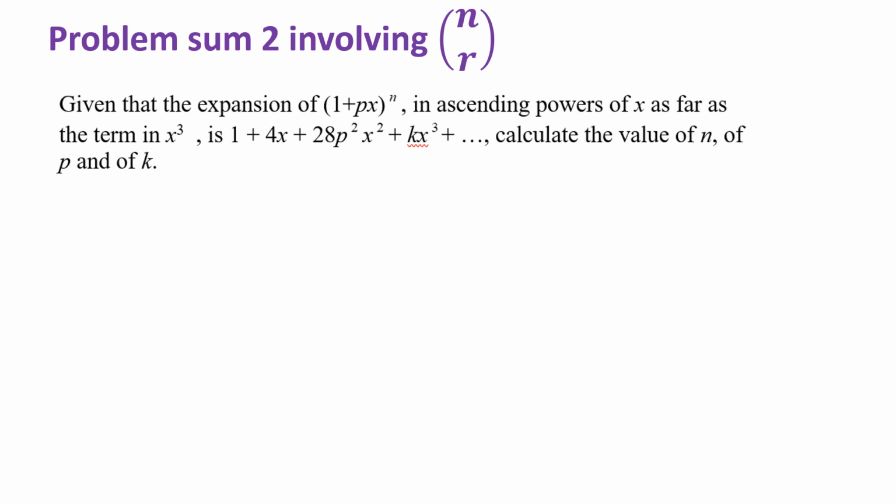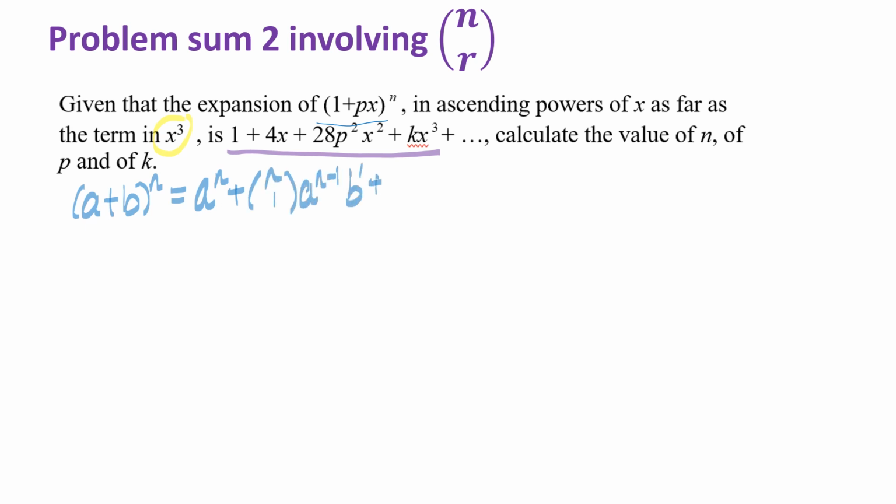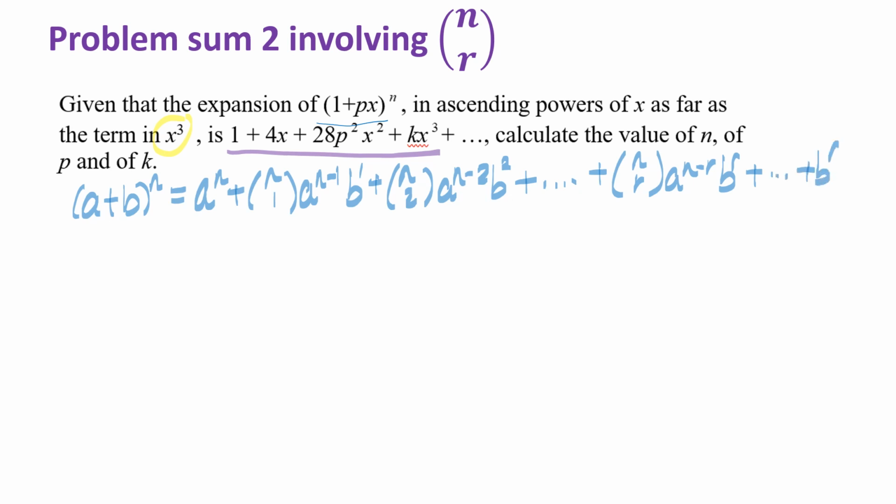One last problem sum involving a combinations formula. If you look at the question, we're supposed to expand this up to x cubed. And whatever terms you have gotten after expansion will be equal to this here. Okay, so without further delay, let's write down the binomial theorem. I'm going to replace your a with 1, so 1 to the power of n, and so on.